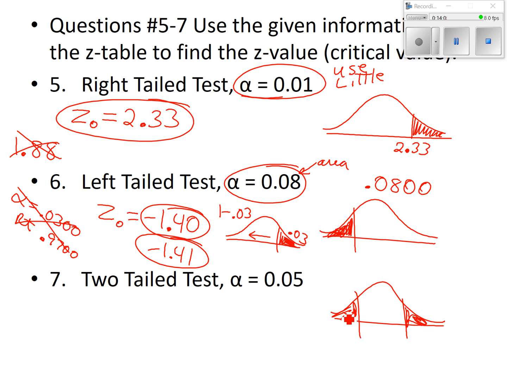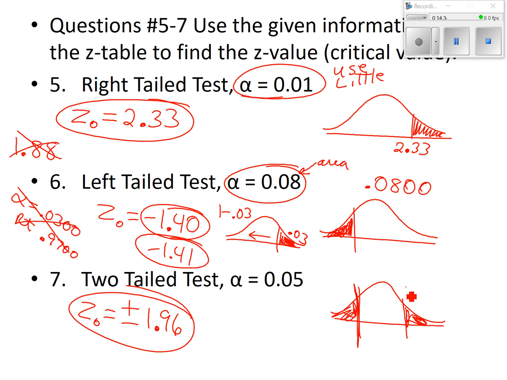Since it's .05, what can we do? Just look at the little chart. And we're two-tailed. So our z sub 0 is going to equal, how many answers are we going to have? Two. So it's actually just going to be the plus and minus. What is it? 1.96. Anybody else get that? So this would be a negative 1.96 right here. This would be a positive 1.96 right there.